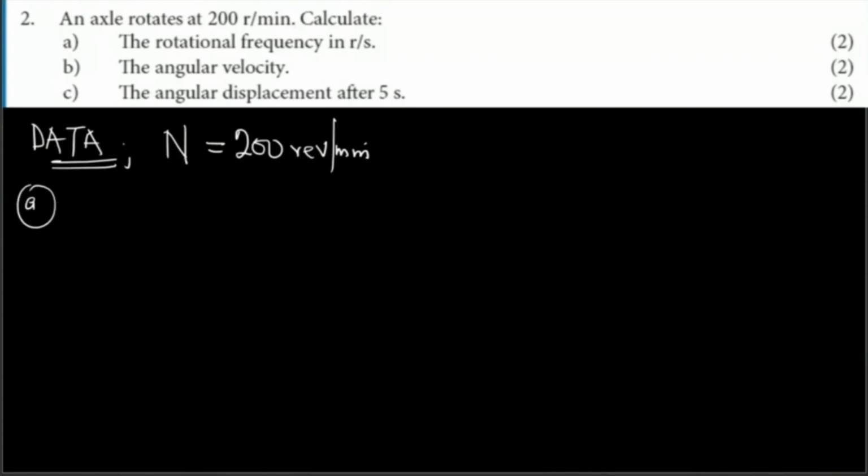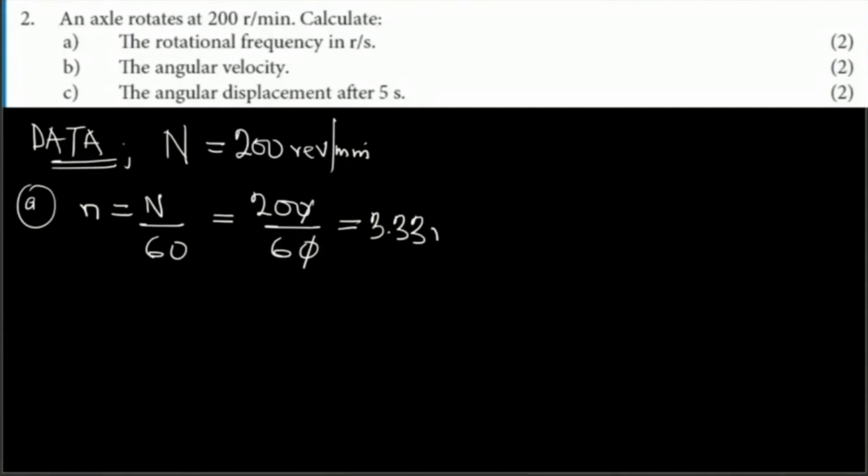The first question says that you must calculate the rotational frequency in revolutions per second. So you are going to divide this by what? By 60. 200 divided by 60 is going to give you 3.33 revolutions per second. The B part, you have to determine the angular velocity.